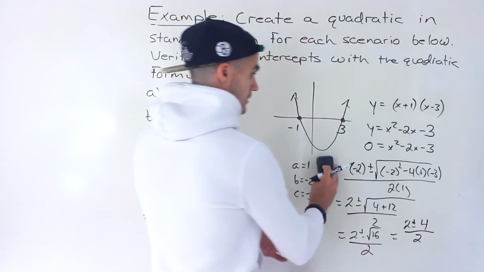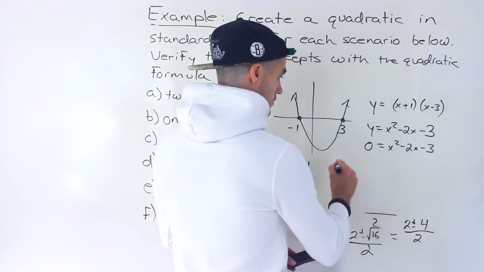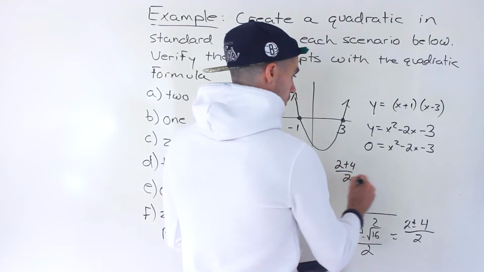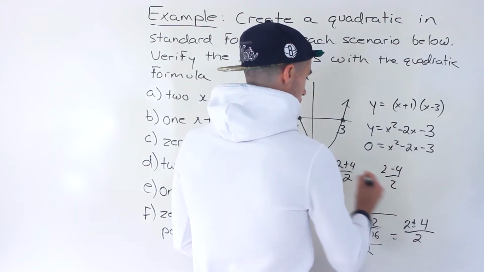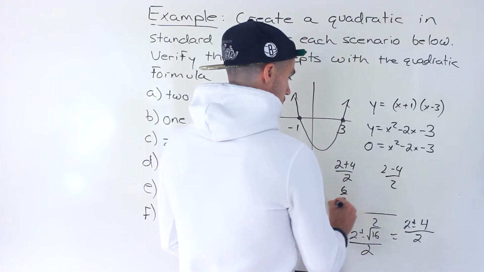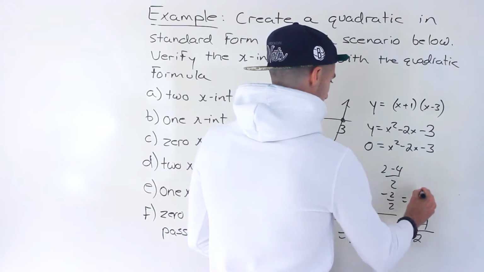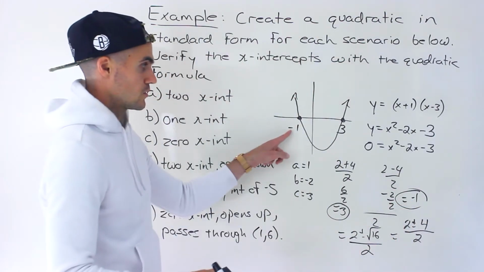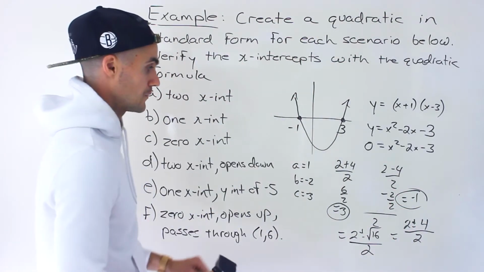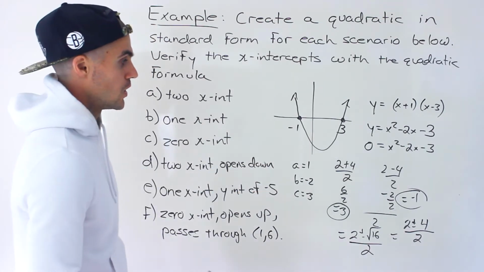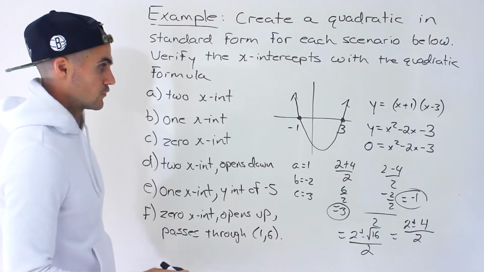So the two different solutions would either be 2 plus 4 over 2 or 2 minus 4 over 2, which would give us 6 over 2, which would give us 3, or -2 over 2, which would give us -1. And notice those are the two x-intercepts that we started with. So we verified it with the quadratic formula.